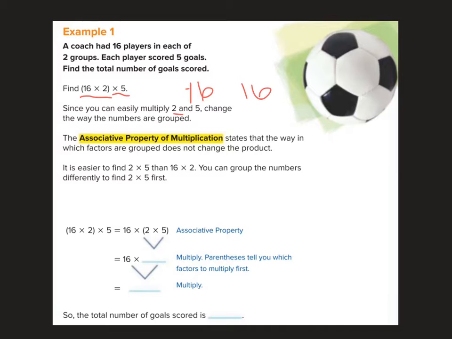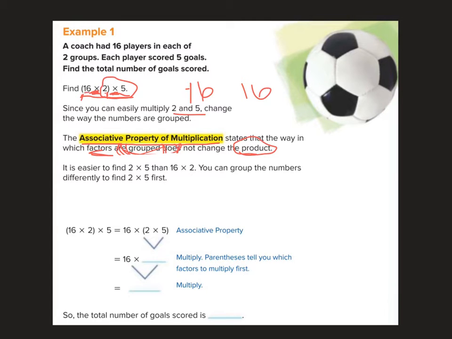Since you can easily multiply 2 and 5, we've got this 2 and 5 here. Unfortunately, these parentheses are bothering it. But we know a property that says if they're all multiplication signs, we can switch where the parentheses are. That property is the associative property of multiplication. The way in which factors, or numbers we're multiplying together, are grouped, that's the associative property. Whenever we see grouped, we automatically think associative property, because those are the parentheses. It does not change the product, the answer to the multiplication problem.